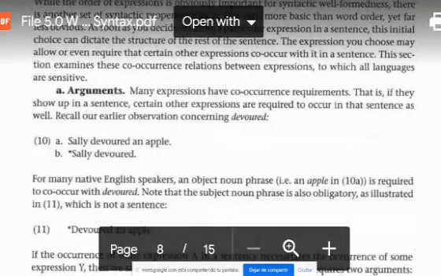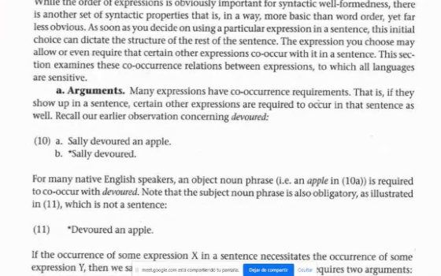1. Argument. Many expressions have co-occurring requirements. That is, if they show up in a sentence, certain other expressions are required to occur in the sentence as well. Look at the example with the word devoured. Remember? Sally devoured an apple. But if you say Sally devoured, the verb devoured needs an object. You cannot say Sally devoured, because if you don't have an object here, it's incorrect.